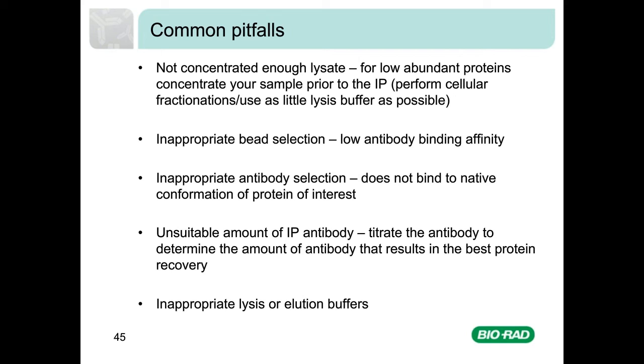And finally, inappropriate lysis or elution buffer selection can have a detrimental effect on your IP. In general, start with an SDS-based elution buffer unless you want to analyze native proteins. For analysis of native proteins, you do not want to denature your sample, and therefore glycine-based buffers may be more appropriate.